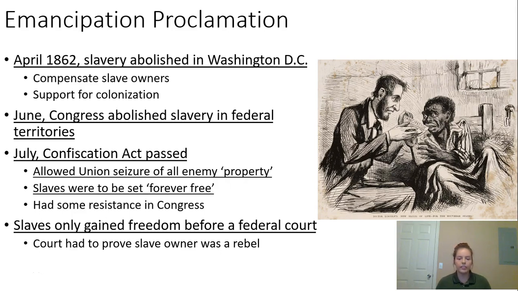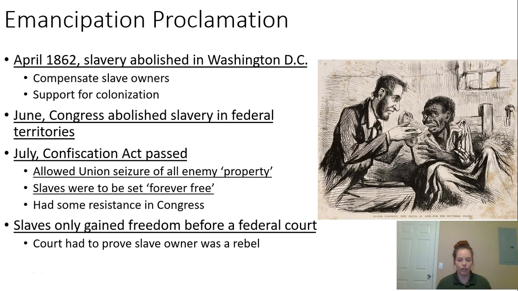And so the Union is taking the Confederacy's words and turning it right against them, in that the Confederacy said that slaves are their property, and they have the right to take their property anywhere they want. So the Union, they use that word property against the Confederacy, and if they capture a town, they're allowed to take and confiscate any property that comes with that town. So this includes weapons, and it now includes slaves. And so in seizing property and in seizing slaves, slaves are going to be set forever free by the Union.